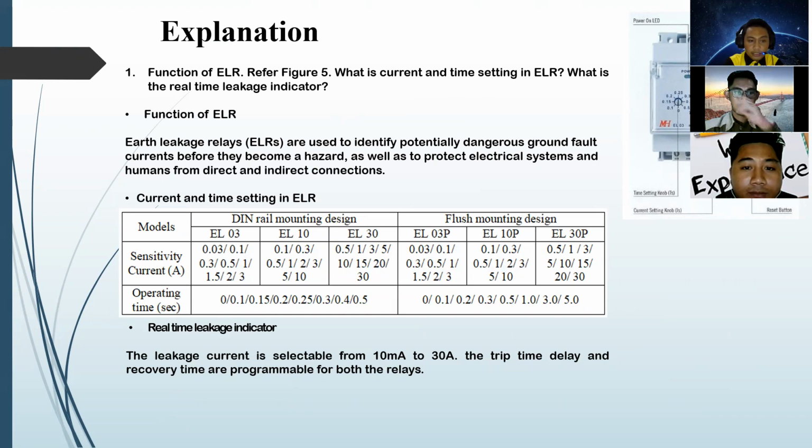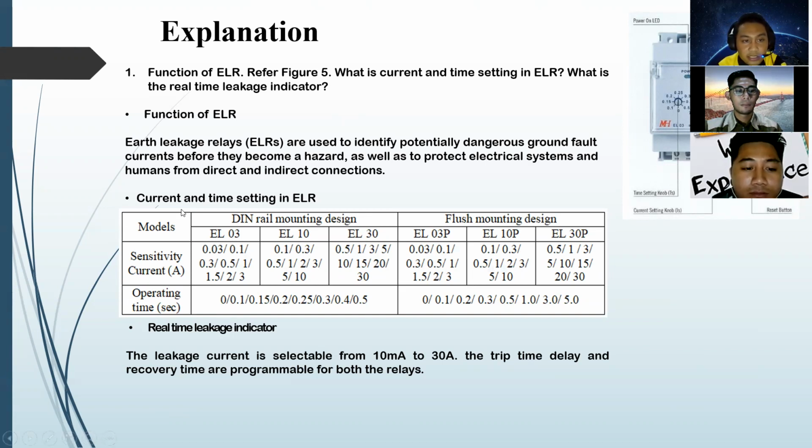Okay, next, from my part, I will explain the function of ELR in Figure 5. What are the current and time settings in ELR, and what is the real-time leakage indicator? So the first one is, what is the function of ELR? It is used to identify potentially dangerous ground fault currents before they become a hazard, as well as to protect the electrical system and humans from direct and indirect connections.